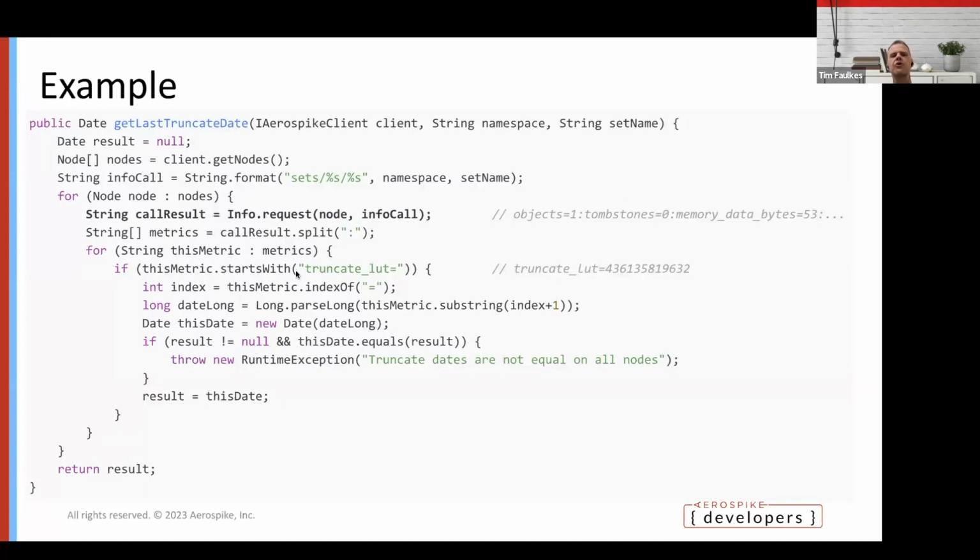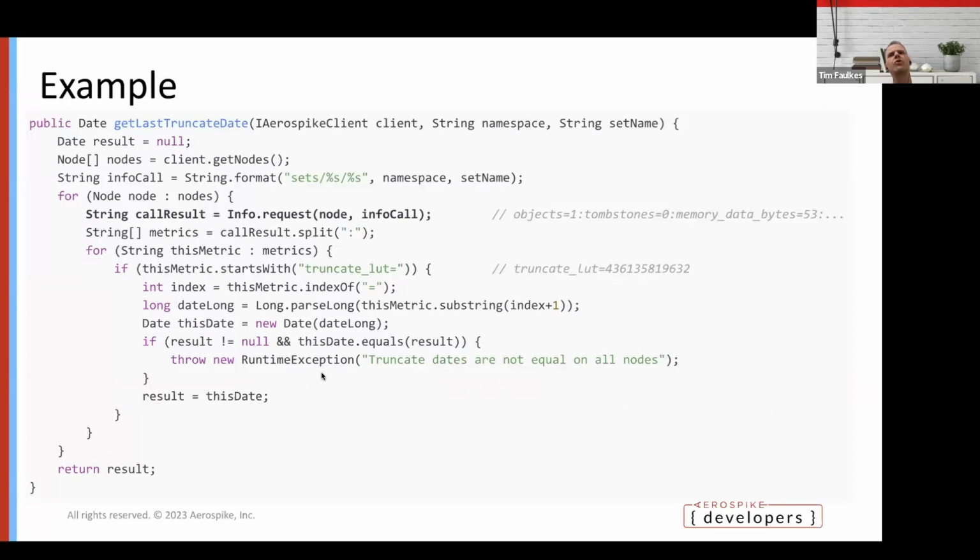I then iterate through these metrics and look for my last update time. So at this point, it's just basically string parsing. I've got my information from a node in the cluster, and I'm parsing it. And when I find my last update time, then I'll get that as a date. I do want to make sure that, because this is slightly overkill, all the nodes in the cluster agree on the last update time. So I will go through each call and do this.